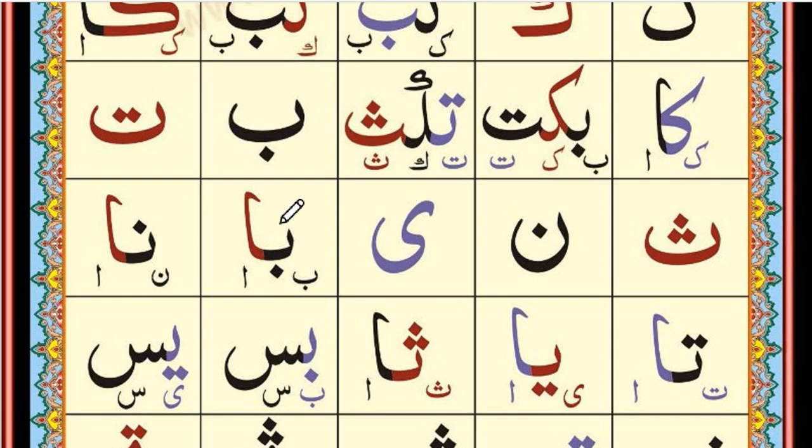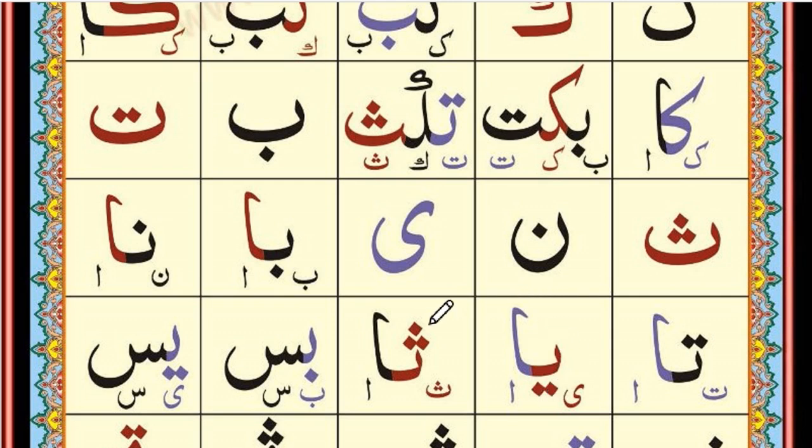Ya. Ba. Alif. Ba is joined with Alif. Noon, Alif. Ba contains a dot below it and Noon contains a dot on the upper side. Noon, Alif. Ta, Alif. Ta contains two dots on it. Ta, Alif by the roots of your upper front teeth. Ya, Alif. Ya contains two dots below it.